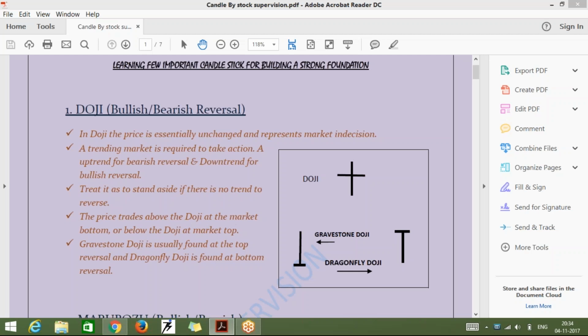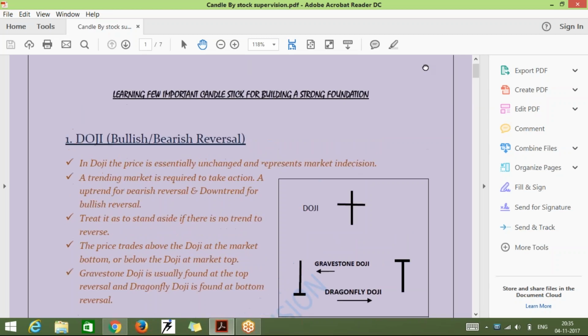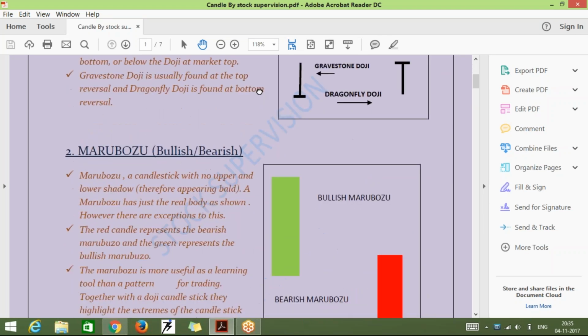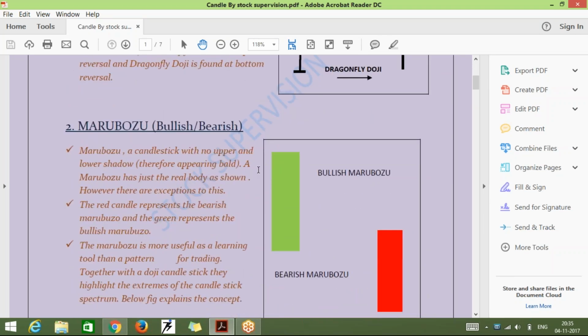Can all of you see my screen? It's visible. So in the previous class we also went through doji. Before moving to doji, let me go to Marubozu. We'll start with Marubozu.